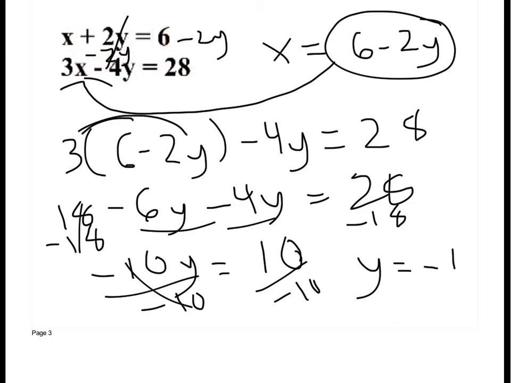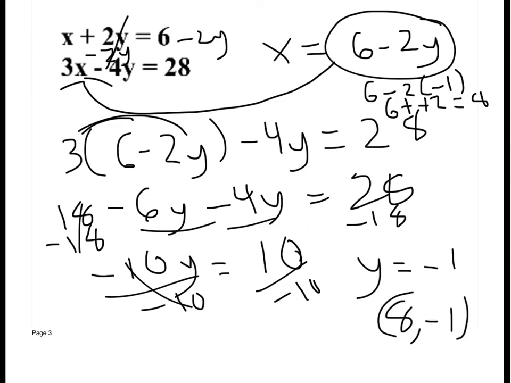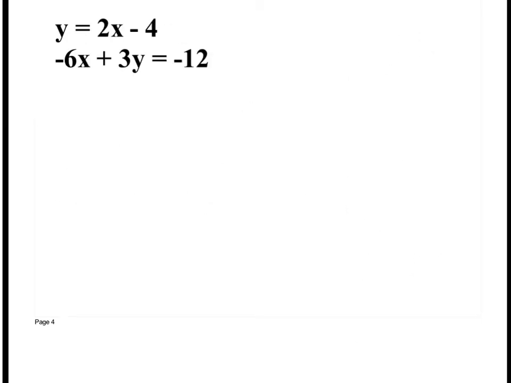Top one, okay? So I can actually plug it in right here because I've already solved for x. What is 6 minus 2 times negative 1? So what would 2 times negative 1 be? What is 6 minus negative 2? 8. So my ordered pair is 8, negative 1. That's my answer because x equaled 8, y equaled negative 1. Any questions? Yes. Write this down.